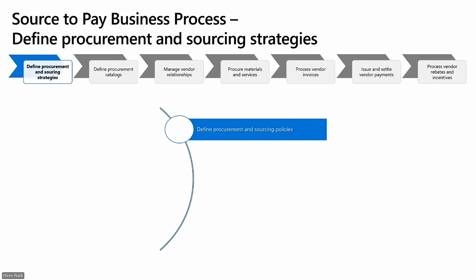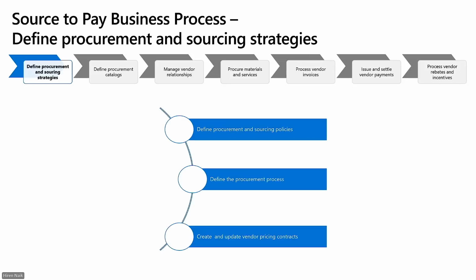Defining the procurement process is required to outline the overall procurement strategy for both materials and services that are needed for the organization. This includes the review and approval processes for purchase agreements, purchase orders, purchase requisitions, and requests for quotation. Creating and updating vendor price contracts after selection and evaluation of vendors and analyzing product proposals is required for procurement and sourcing to establish consistent pricing, streamline the processes, negotiate effectively, and automate pricing.